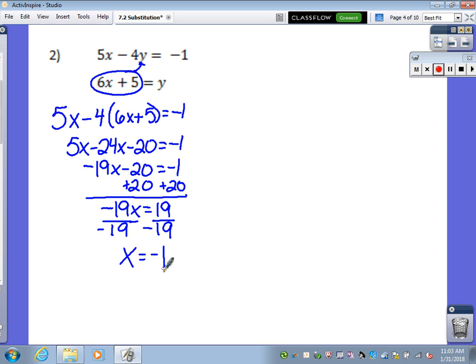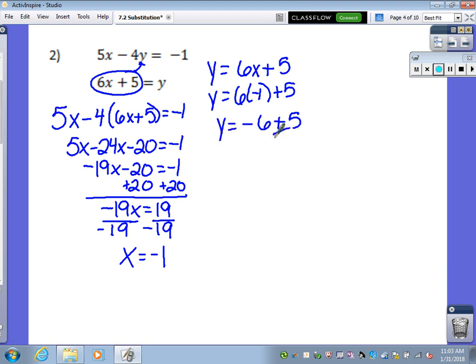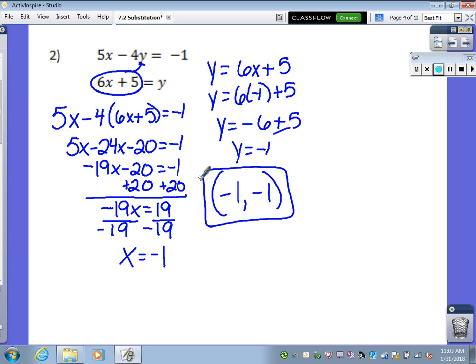Okay, not done yet. I need to solve for my y. I'm going to come up here. Y is already by itself here. And I'm going to plug -1 in for x to solve. And in this case, I got -1 for both. That won't always happen. Let's double check.